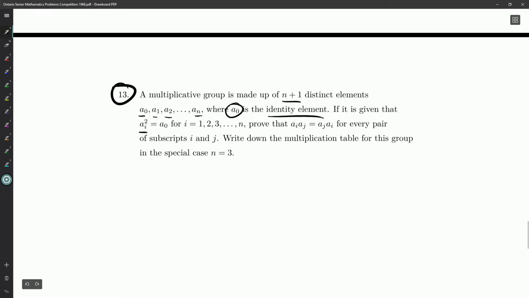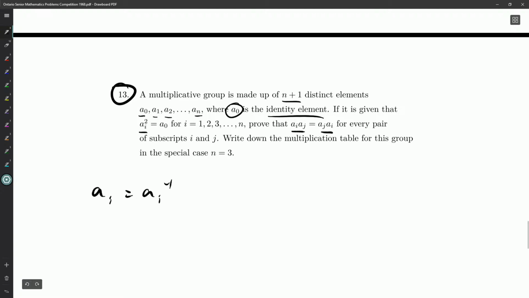AI squared is equal to the identity. So first thing I notice, that means that every element is its own inverse. That's kind of cool. Prove that the group is commutative. Prove that AI times AJ is the same as AJ times AI.